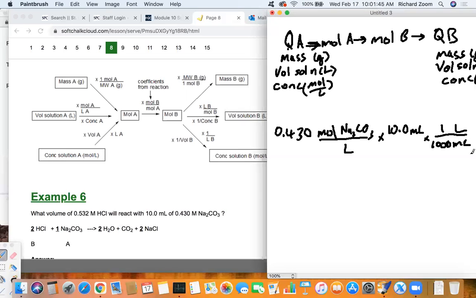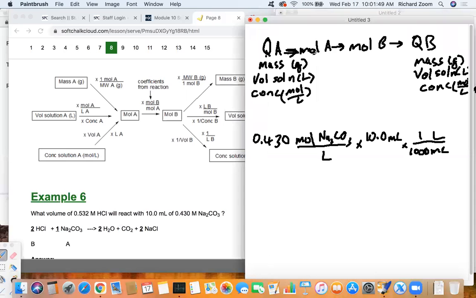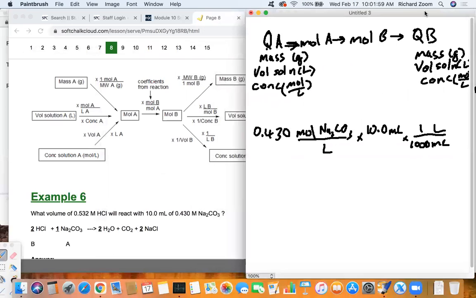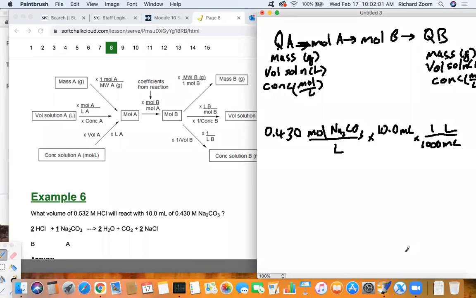Okay, so what have we done so far? Well, I knew I needed moles of Na2CO3. So I took the concentration and multiplied it by the liters of solution. It was milliliters first, I converted that to liters. Does anybody have any questions so far?